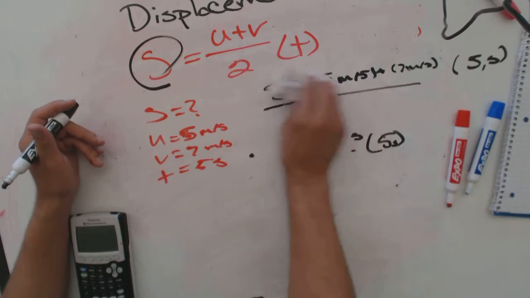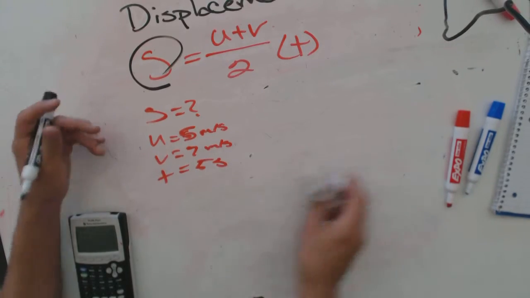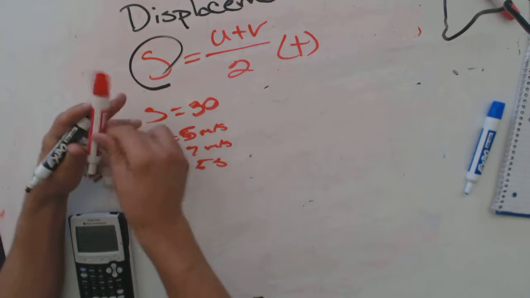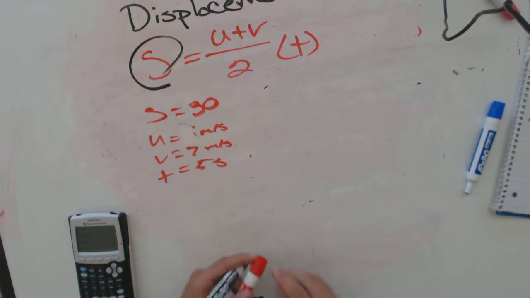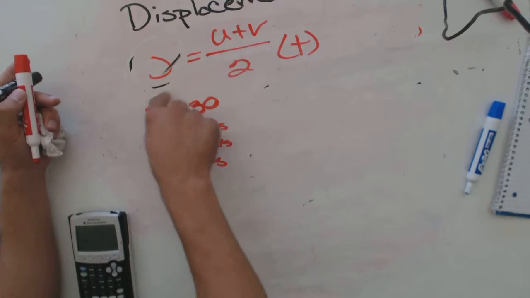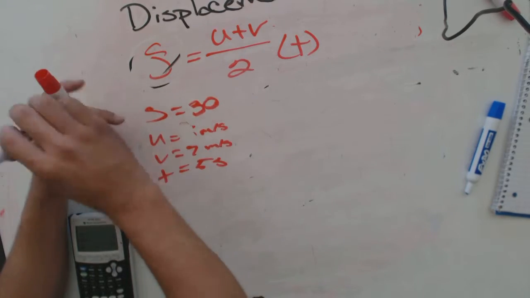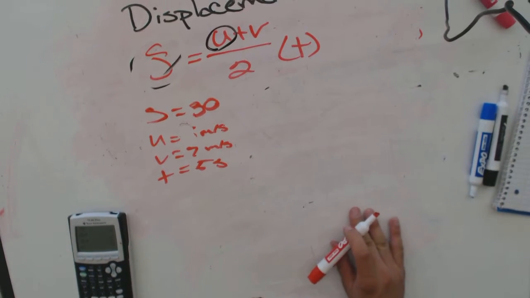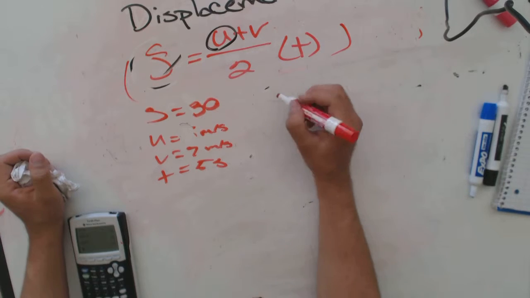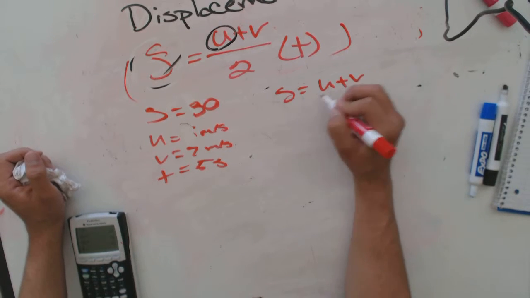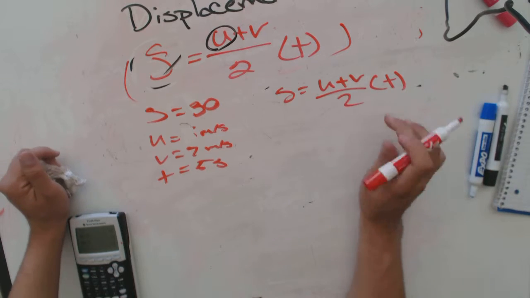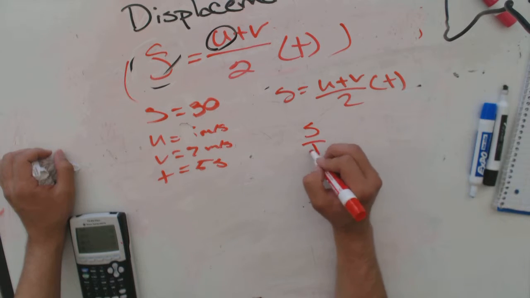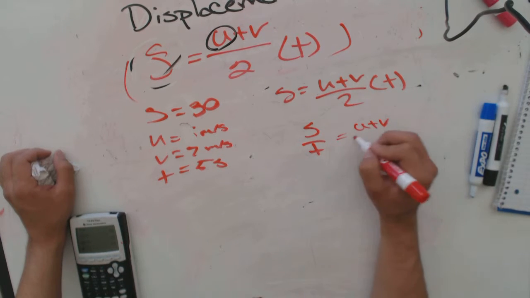But let's say it gives us S, and it tells us S is 30, but it takes away initial velocity, right? So then our objective changed. We're not looking for S anymore. We're looking for U. To find U, we would take this equation apart. S equals U plus V over 2 times T. Remember, we're looking for U. So S divided by T equals U plus V over 2.